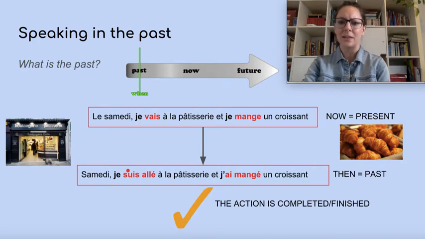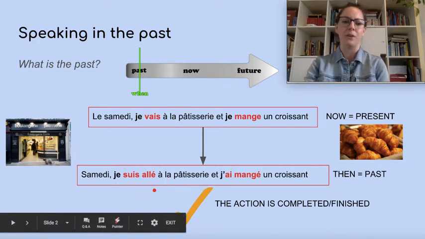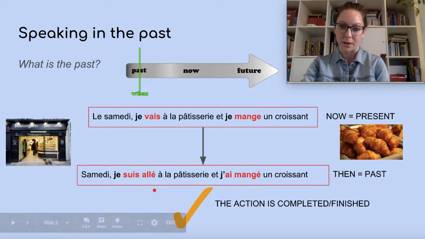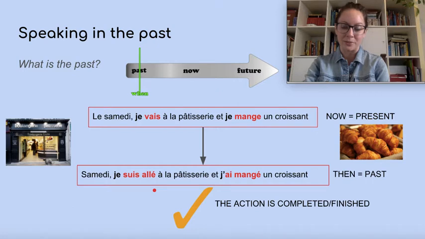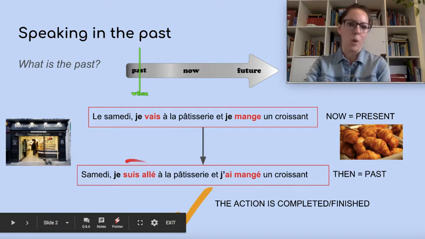Okay, so now actually let's look at what's going on here. How are we going to form the past, the passé composé? How are we going to compose the past? As you can see, in English, I would say I went. So there's an extra word we're going to tuck in here in French.